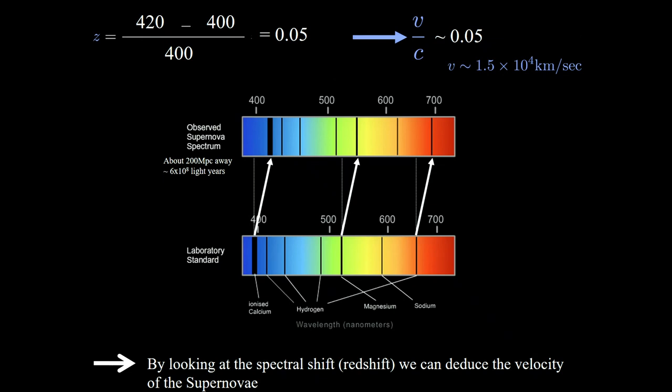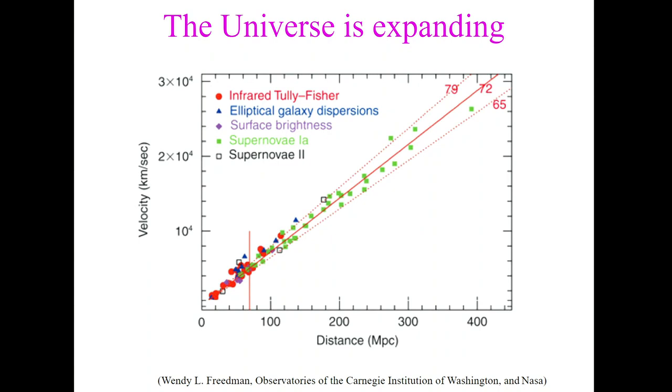Of course, not every object is doing that. It depends on the distance of the objects away from us, and it's also an average effect. But if we make a map of these supernovae and other objects in the universe, of their redshift or their velocity away from us, of that order of magnitude, 1.5 times 10 to the 4 as before, as a function of the distance from us, we see a trend like so.